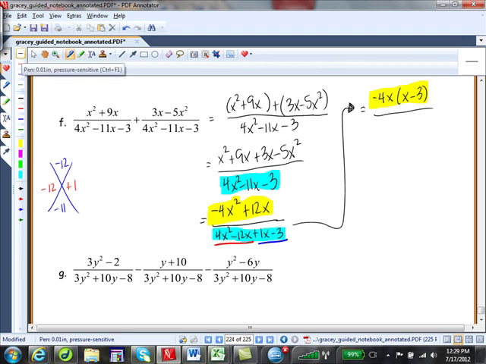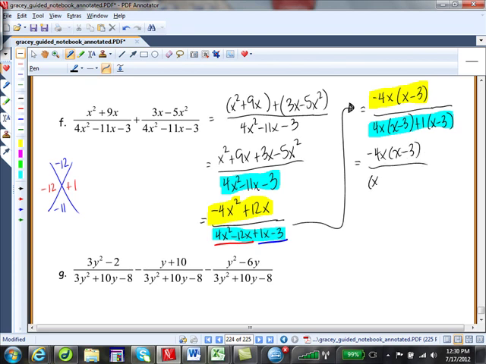And then I could factor out a 4x, and I'm left with x minus 3 and plus 1 times x minus 3. So this is the continuation of the factoring of the denominator. So carrying on the factored denominator, I can factor out an x minus 3, and I'm left with 4x plus 1. So this is the completely factored denominator.